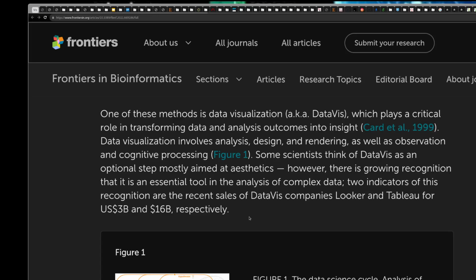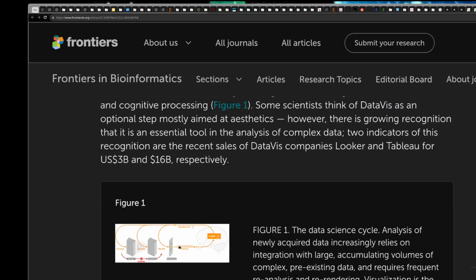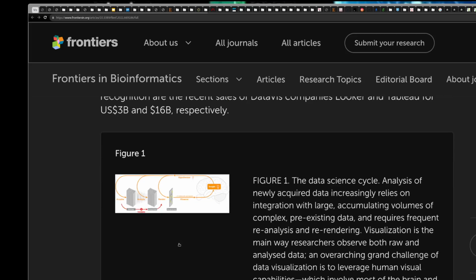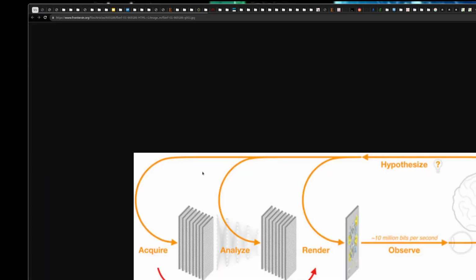Figure 1. Some scientists think of data vis as an optional step mostly aimed at aesthetics. However, there is growing recognition that it is an essential tool in the analysis of complex data. Two indicators of this recognition are the recent sales of data vis companies Looker and Tableau for $2.6 billion and $16 billion respectively. Figure 1. The data science cycle.